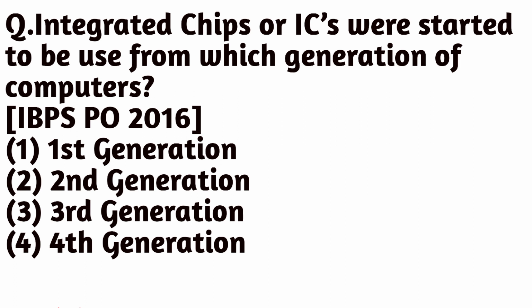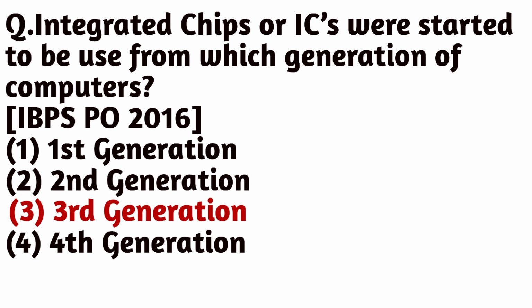Integrated chips or integrated circuits were started to be used from which generation computers? Option 1 first generation, 2 second generation, 3 third generation and 4 fourth generation. The correct answer is option 3.